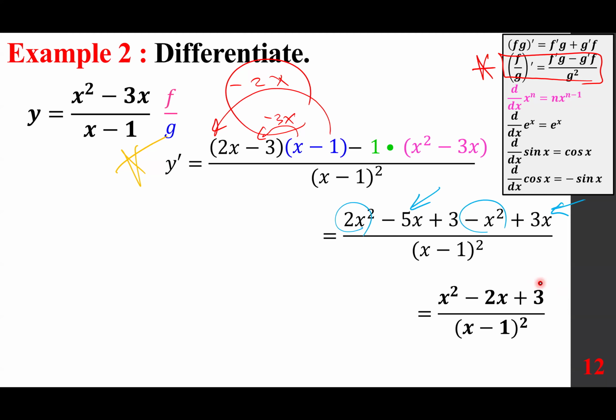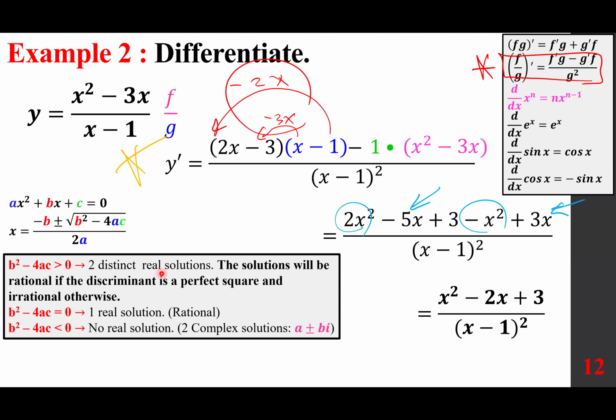How do we know if there is no way to factor this? I want to remind you of the quadratic formula. Ax squared plus bx plus c equal to 0. X is minus b plus minus the square root of b squared minus 4ac over 2a. B squared minus 4ac is called the discriminant because it gives us a lot of information. If b squared minus 4ac is positive, we have two distinct real solutions. The solutions will be rational if the discriminant is a perfect square and irrational otherwise.